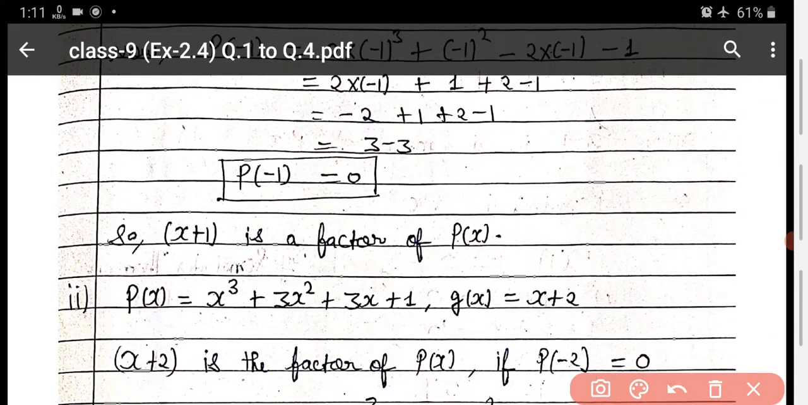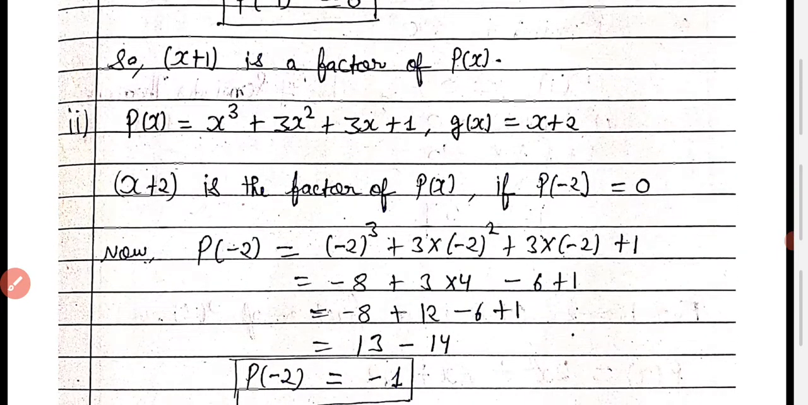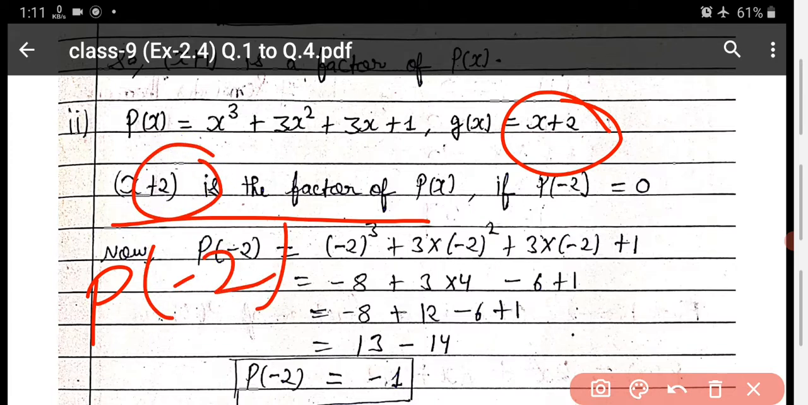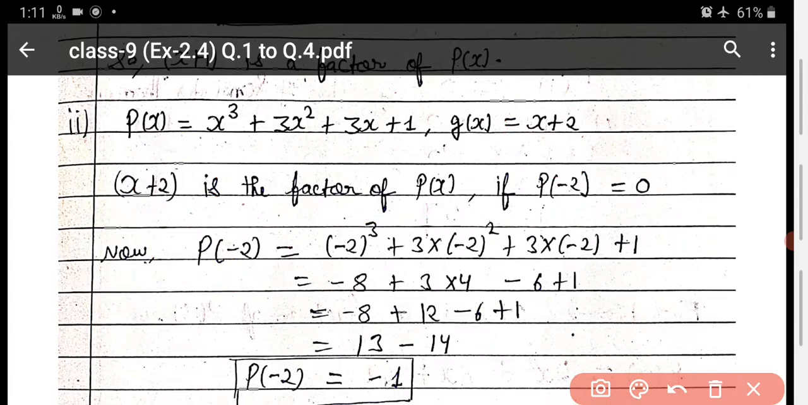Okay, now come to the second question. p(x) is given and the factor given is x plus 2. Now the factor has changed. So x plus 2 is a factor of p(x) when the remainder is 0. By the remainder theorem, the remainder is p(-2). We have to take the opposite sign. So p(-2) should be 0. Now in place of x, put -2, -2, -2, -2.